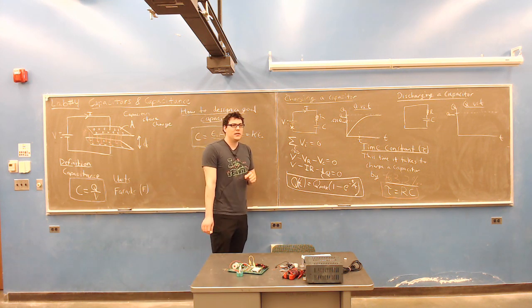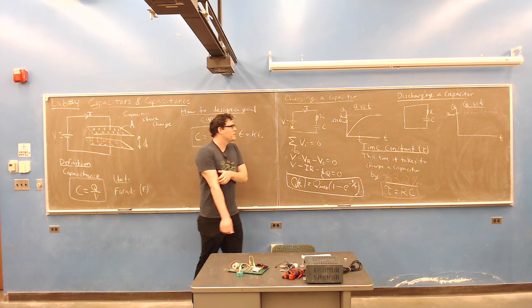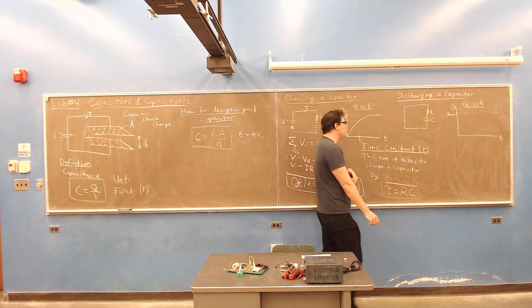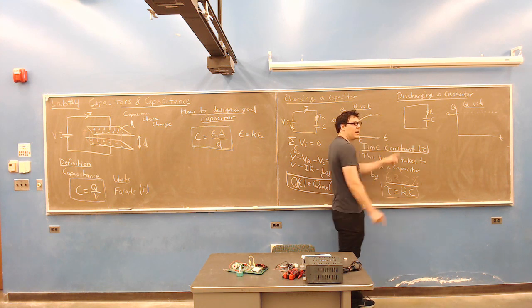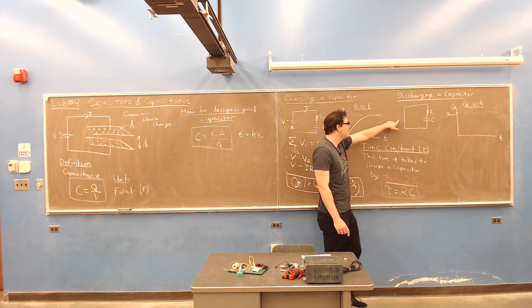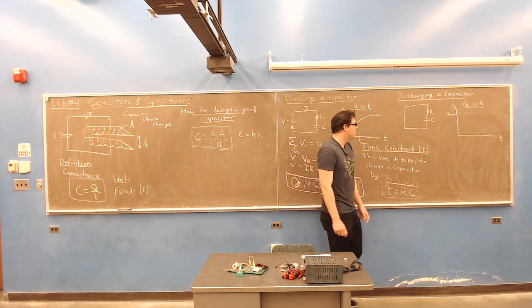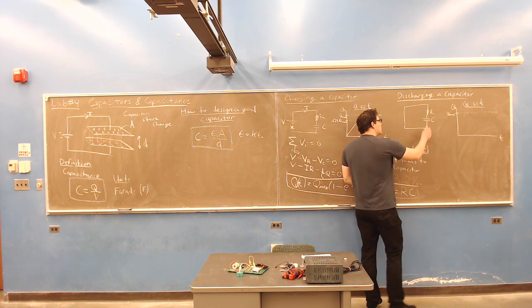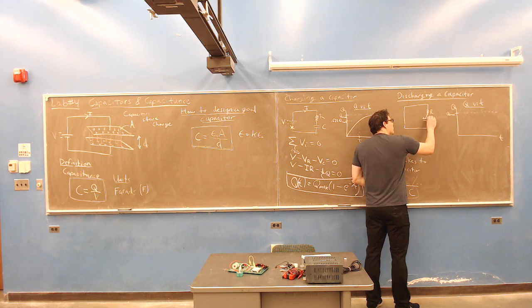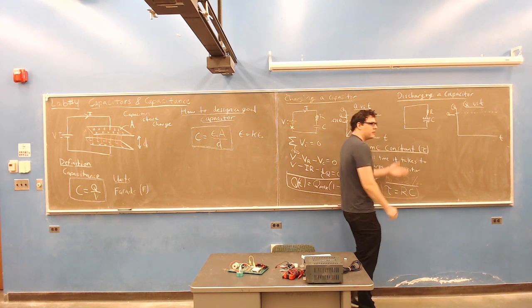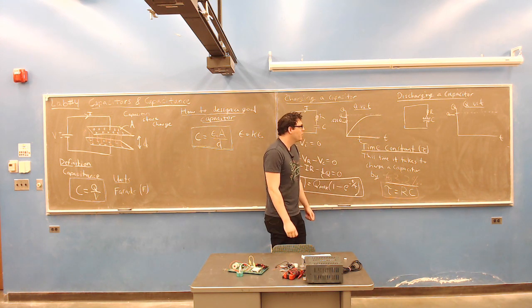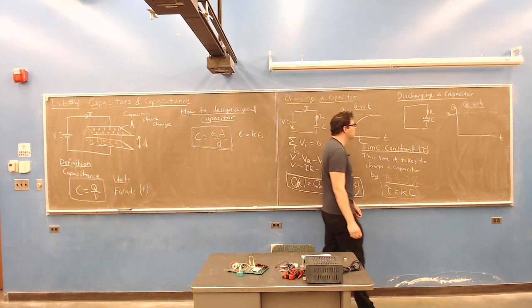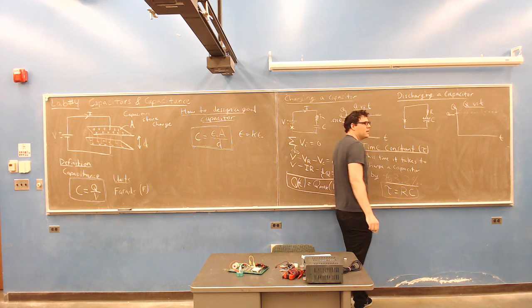Any questions on that? All right, let's discharge the capacitor. So you discharge the capacitor by taking out the battery. So I have a circuit now with no battery, just a resistor and a capacitor. Of course, this capacitor now is fully charged, so there's charge on that capacitor.